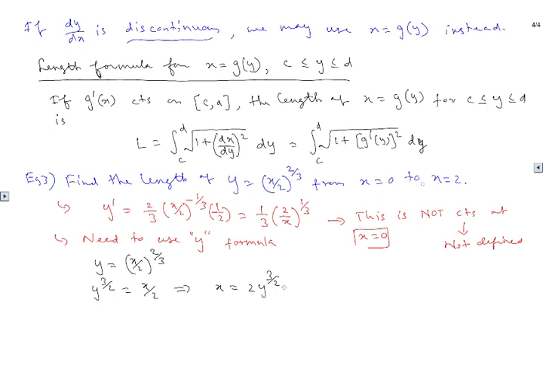Now let's see what we can do. Then we get dx over dy. If we do dx over dy, it's 2 times 3/2 y to the square root of y. You can see that works perfectly. So in that case, we have 1 plus dx over dy, the whole thing squared. So this is 1 plus, if you square this, 9y. So it looks perfect. Now we can plug into the formula.